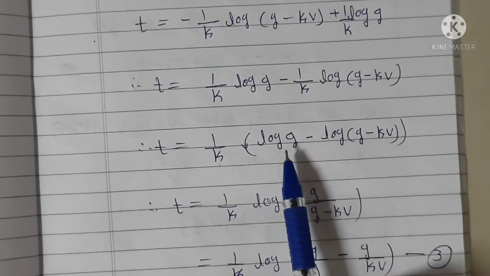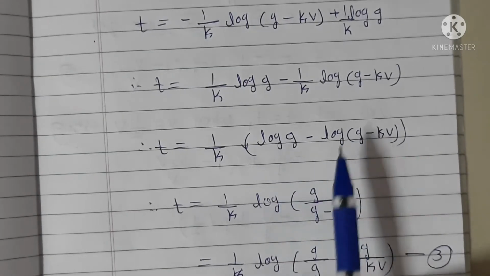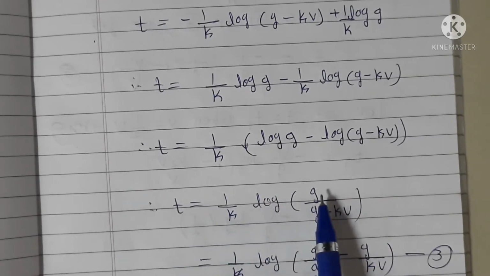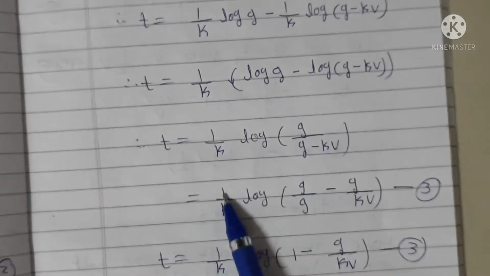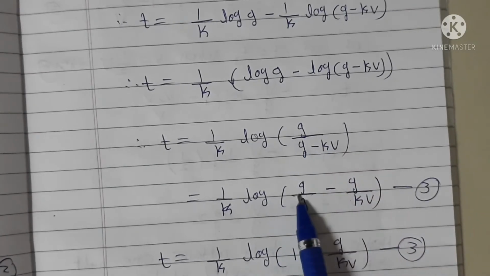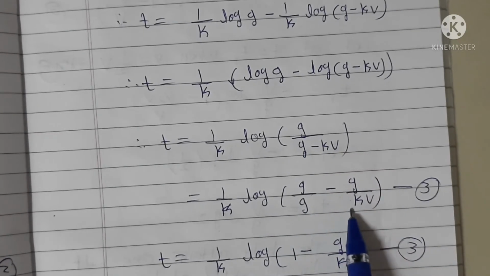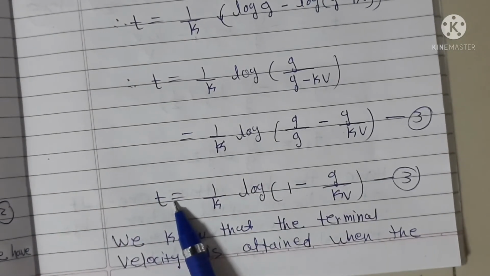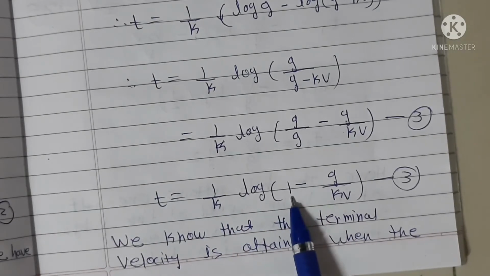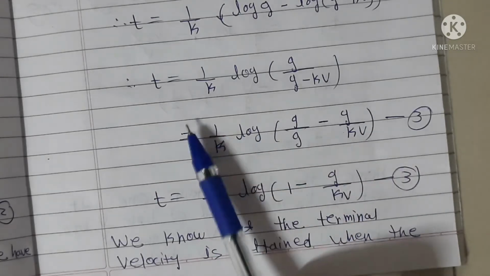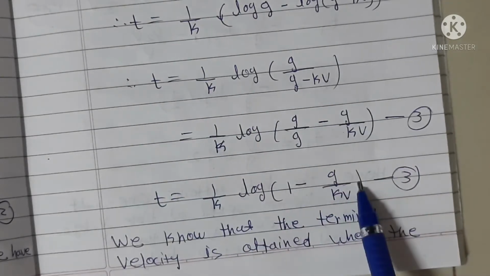Here again the subtraction of logarithms is there, that means the functions must be divided. Therefore t is equal to 1 upon k log of g upon g minus kv, which is equal to 1 upon k log of, now separating the denominator, g upon g minus g upon kv. This is equation number 3, or simplifying, t is equal to 1 upon k log of 1 minus g upon kv. This is equation number 3. After simplifying I get this term.